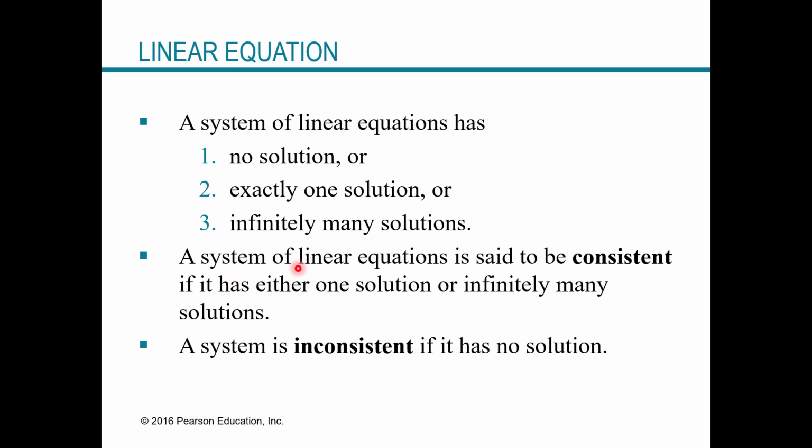Now, if a system has solutions, either one or infinitely many, we call that system consistent. And anytime a system doesn't have a solution, we call it inconsistent. So inconsistent means no solution. Consistent means one or more solutions.